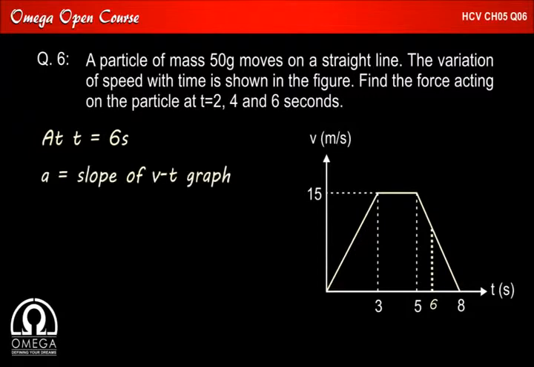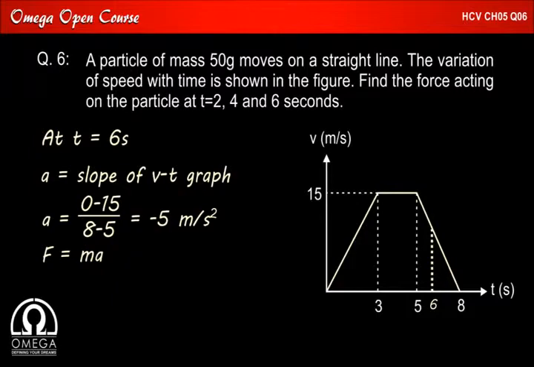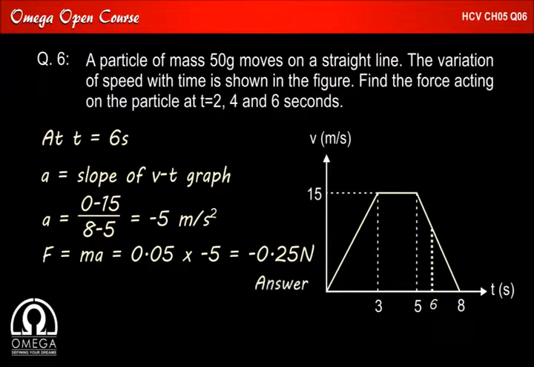In order to find the slope for t is equal to 6 seconds, we need to find the change in velocity in the 3 second duration from 5 seconds to 8 seconds. The change in velocity during that period is minus 15 meter per second and the time is 3 seconds. Therefore, the acceleration will be minus 15 by 3, that is minus 5 meter per second square. So the force will be mass into acceleration, which comes to minus 0.25 Newton. The negative sign here indicates that the force will act in the opposite direction of the displacement or the motion.